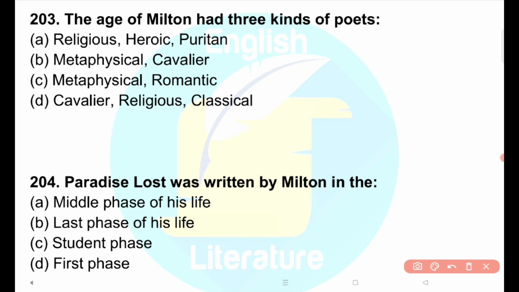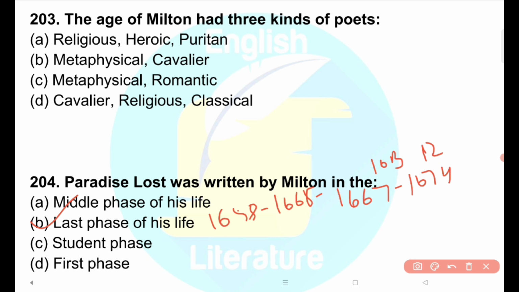Paradise Lost was written by Milton in the option B, last phase of his life. Milton wrote Paradise Lost between 1658 to 1665, and it was first published in 1667, with a second revised version in 1674: 1667 in 10 books and the revised version in 12 books. The last phase of Milton's life was deeply political and religious, with his works reflecting his Puritan beliefs and disillusionment with the Restoration.